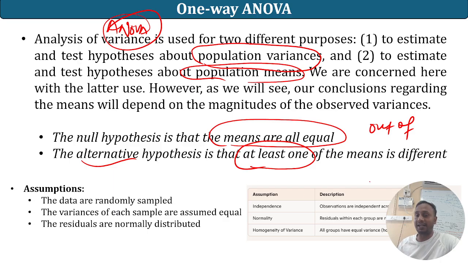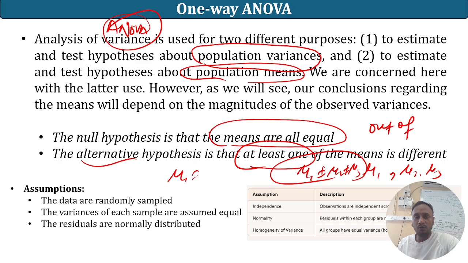So it is not something like, if I have three, mu1, mu2, mu3, that it should be mu1 is not equal to mu2 is not equal to mu3. It should not be like this. It can be mu1 is equal to mu2 but not equal to mu3.